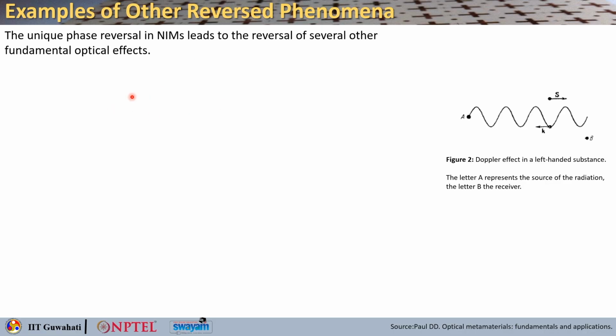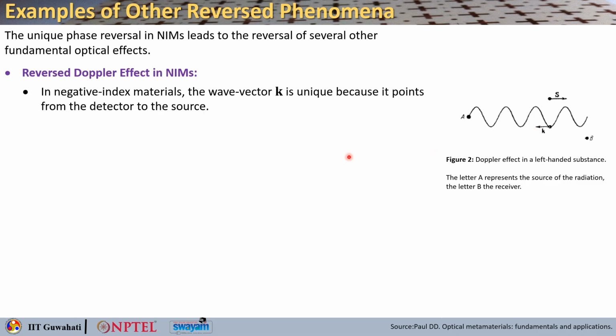Now, what happens in the case of a left-handed medium? In the left-handed medium, A is again the source and B is the detector. The energy flow is happening from source to detector, so this is the direction of S, the energy flow, but the wave is flowing in the other direction. So, k is in the backward direction. That gives rise to the reverse Doppler effect in negative index media.